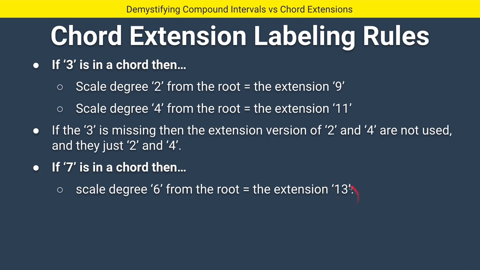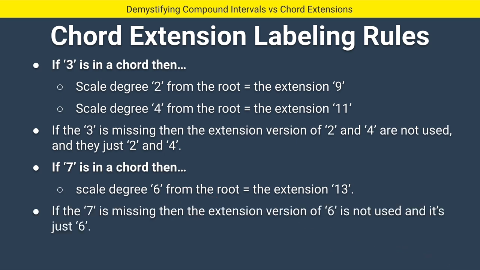So 13 we're used to though, which just means that it's 6 as a chord extension, or the interval of a 13th. So if the 7 is missing, however, then the extension version of 6 is not used. It's just 6. If the 7 is missing, then 6 is just 6. If the 7 is there, then 6 is 13.